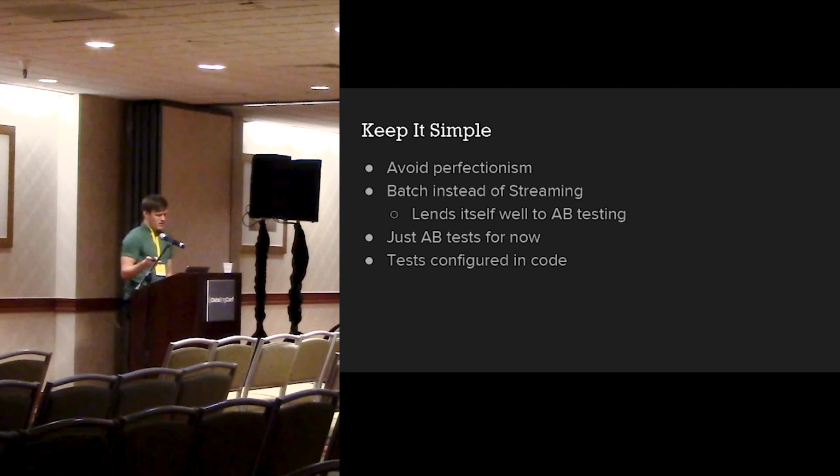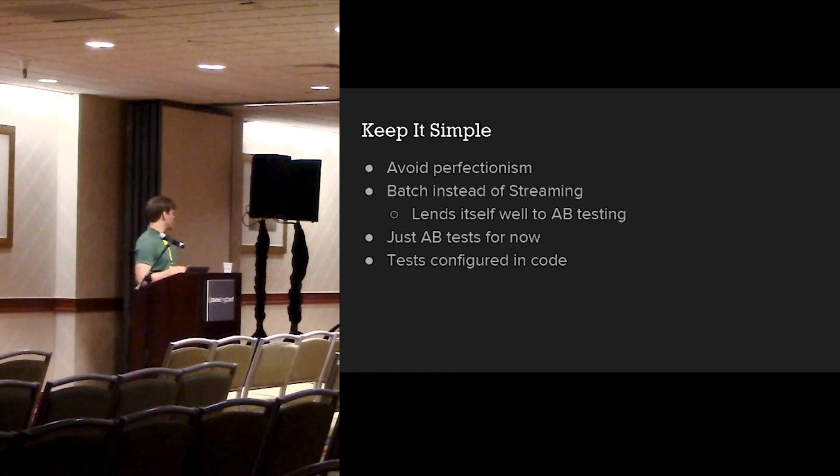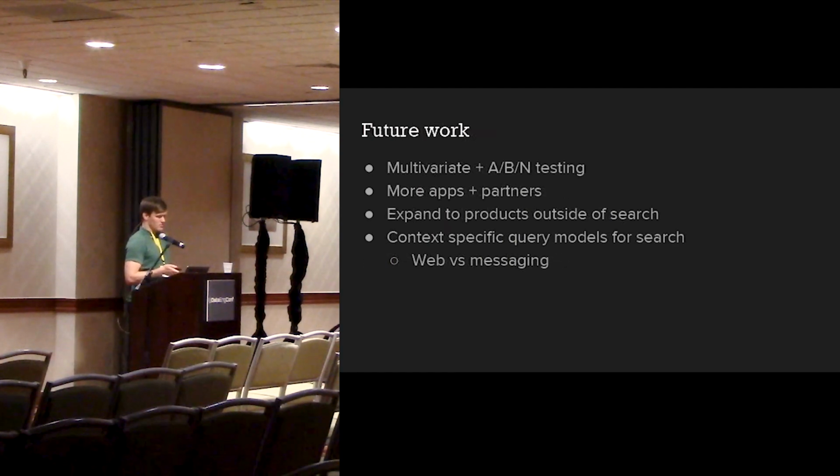We also just went for A/B tests for now. We would like to move to more fancy stuff like multivariate testing, ABN testing, and multi-arm bandit testing, but for the first batch, we just needed really simple A/B tests. Another thing we did is the actual tests themselves, we just configured them in code. We thought of having maybe a separate data store or service or configuration file, which would have had some advantages, but it also would have added infrastructural complexity, and so far this has worked quite well for us and made it smaller and easier to deploy.